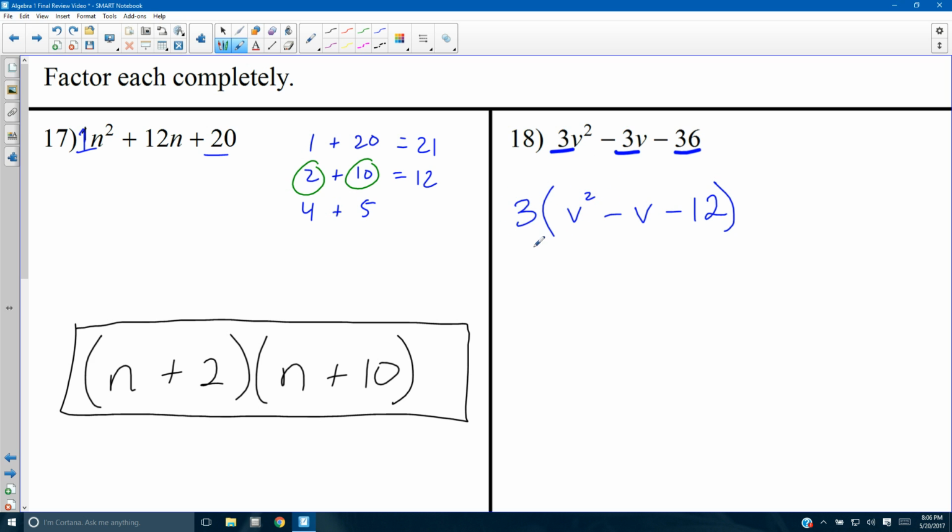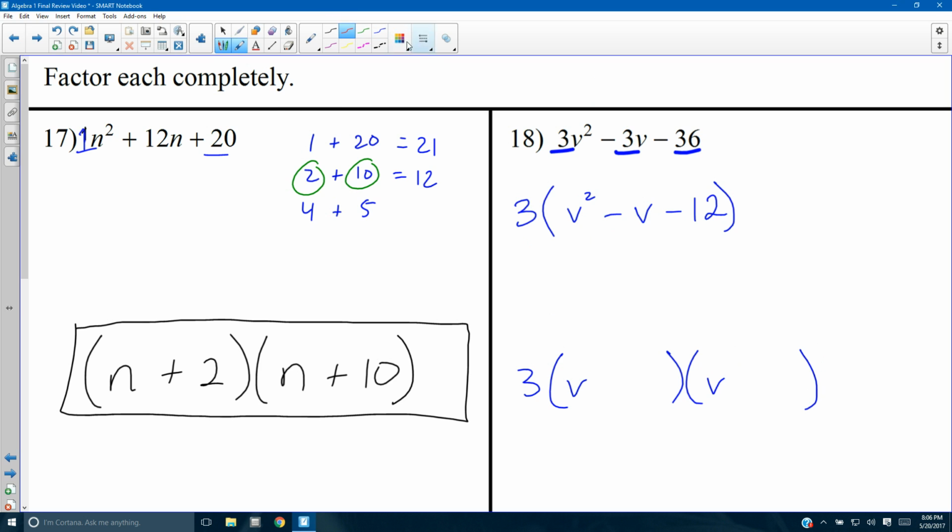Now that the 3 is factored out, the one thing you do have to remember is that your final answer needs to still have a 3 there. Okay? Now, I already know this thing will have parentheses here, assuming it's factorable, and that I know because this is a 1v squared, it will be v this times v that. Now the question I need to ask myself is what two numbers multiply to -12 and add to -1?